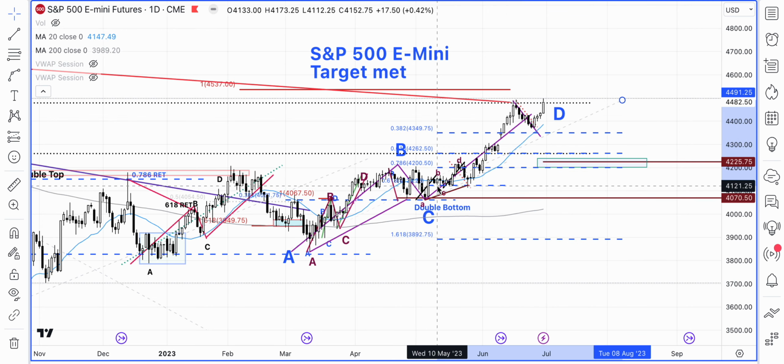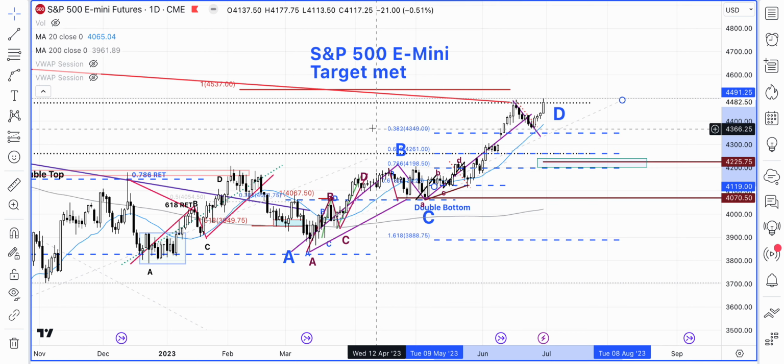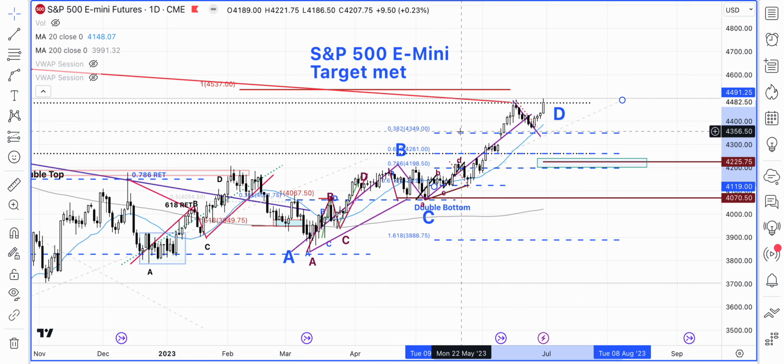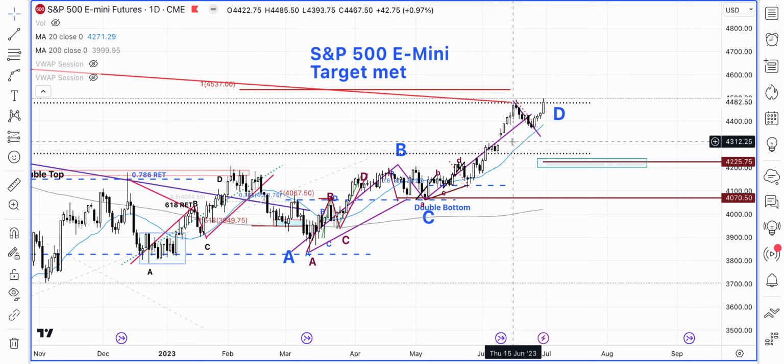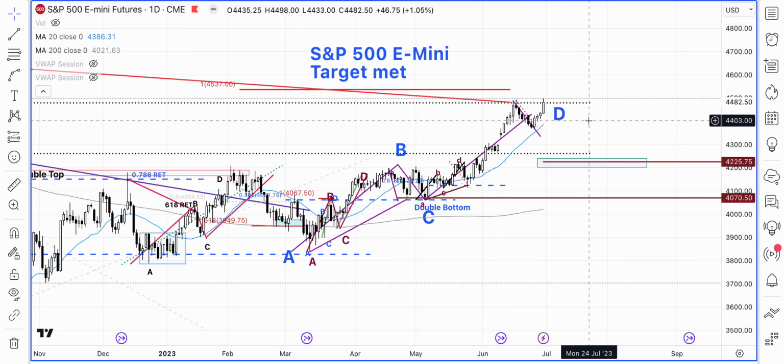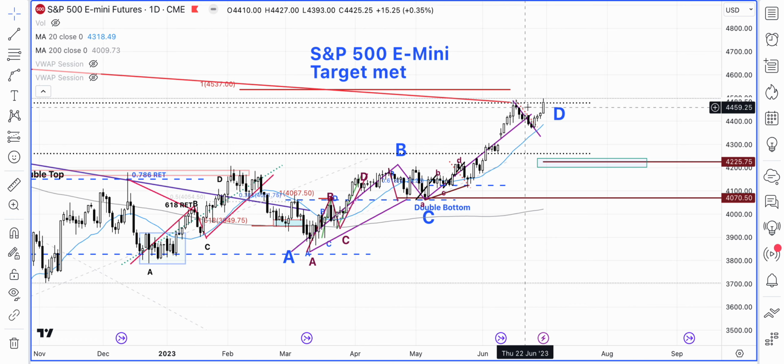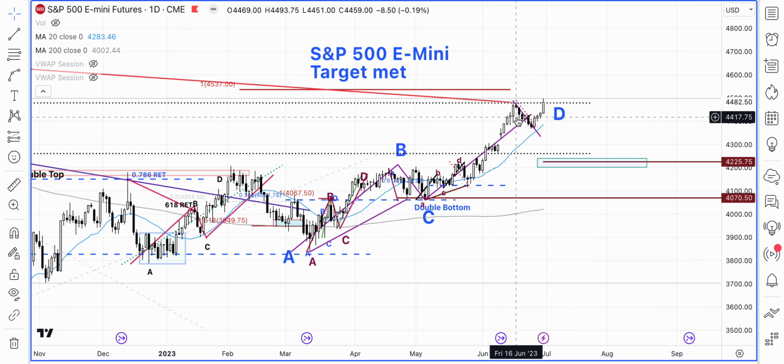If we just take this one here, we were also looking at this 38.2% retracement coming around the 43.50 level, but the market was stronger, in fact, and it began to move higher, and now it's testing those highs again, which were formed on the 16th of June 2023.